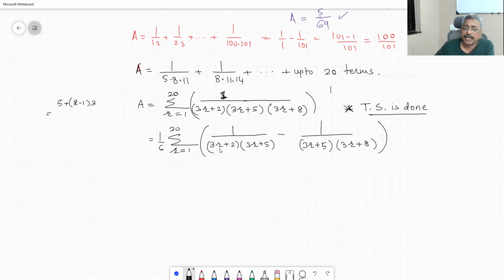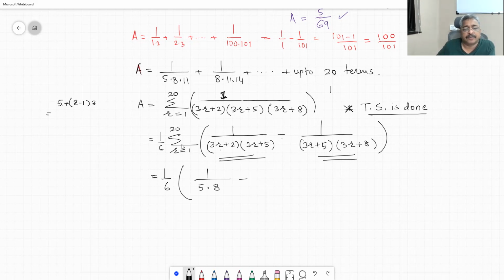Why? Because if you put r is equal to r plus 1 in the first term, you get the second term. Are they separated by a minus sign? Yes. And therefore there will be a collapse. As you keep on putting this index r is equal to 1 to 20, who will survive? 1 by 6 as it is, the smaller term with r is equal to 1, which is 1 upon 5 into 8.